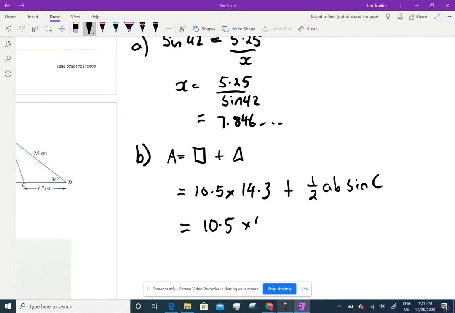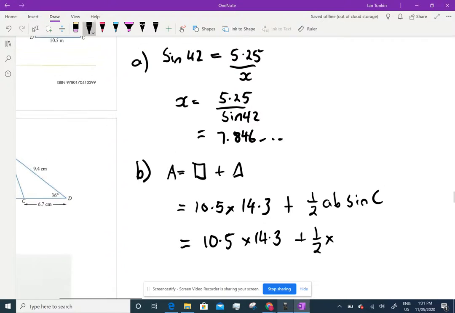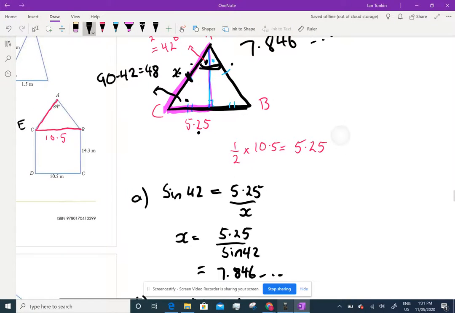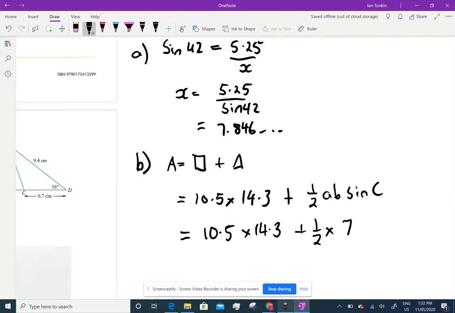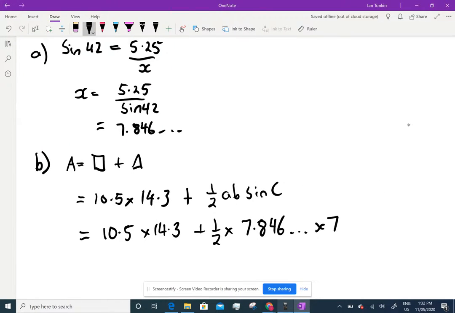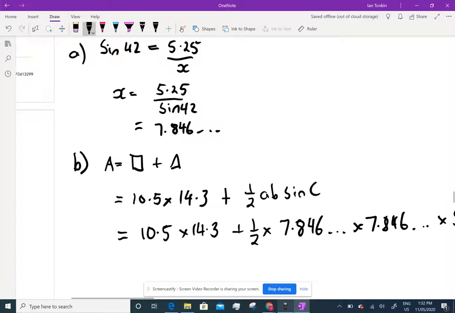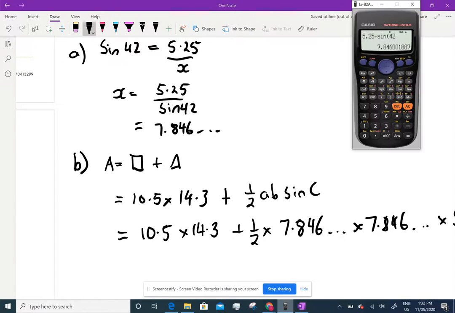So 10.5 times 14.3 plus a half times, first I'm going to use the one that I think they'll want you to use, which is 7.846 times 7.846 times sine 84. I want to put all that in my calculator. Remember, the answer in my calculator is this 7.846. So when I type this in, I'm just going to type answer for that bit.